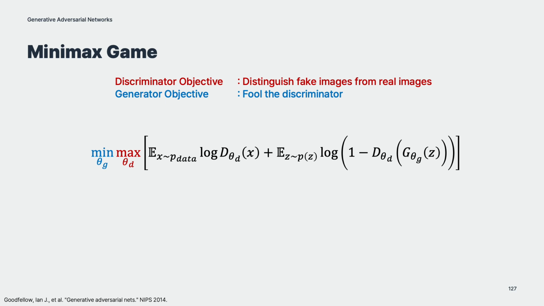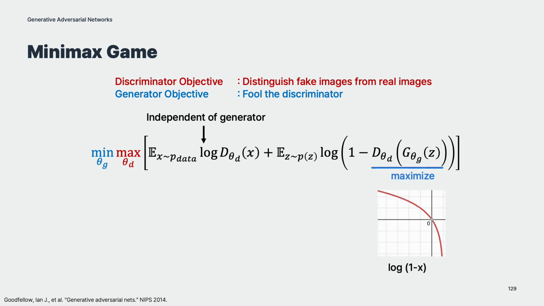Now let's move on to the generator's objective. Unlike the discriminator, the generator has a conflicting goal, so we try to minimize the entire objective function. The first term, log D(x), is independent of the generator, so it can be ignored when optimizing the generator.